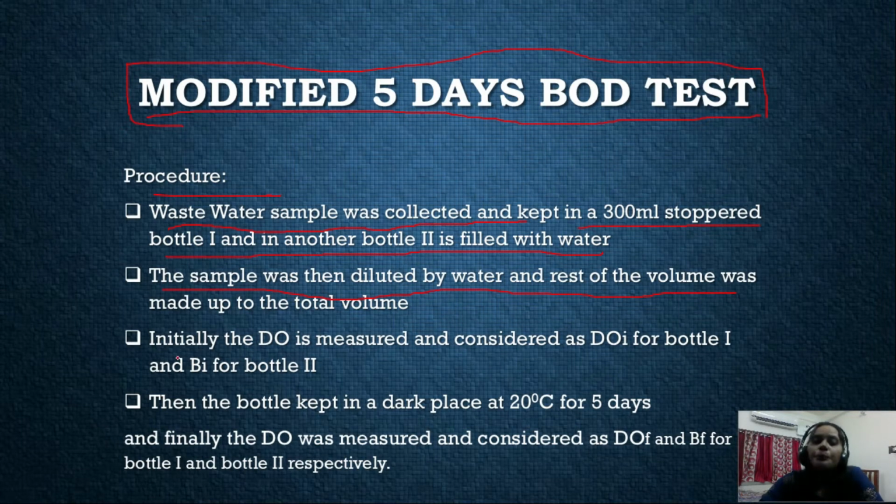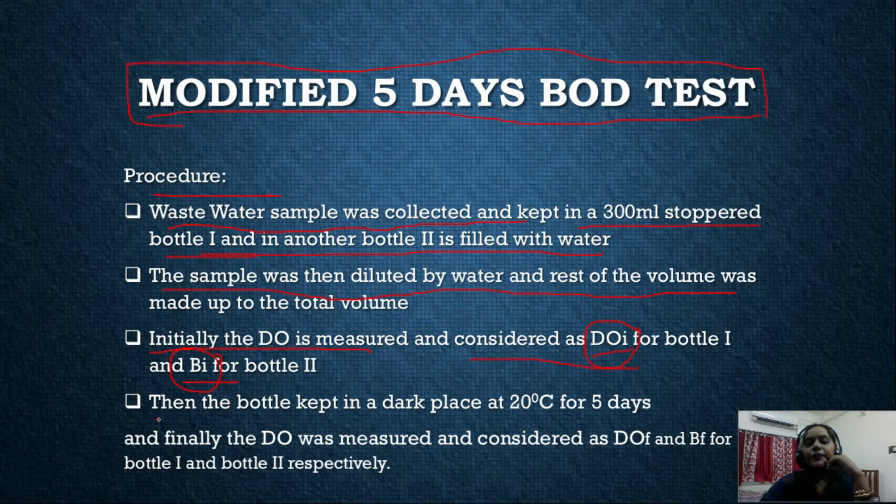Now, in the second step, we have diluted our wastewater sample and made up the volume. Next, in the third step, we have measured the initial amount of dissolved oxygen for both bottles. DOI is the initial dissolved oxygen for bottle 1, and for bottle 2 it is considered as BI. Understand? So initially for both bottles, we have measured the amount of dissolved oxygen, which is DOI and BI.